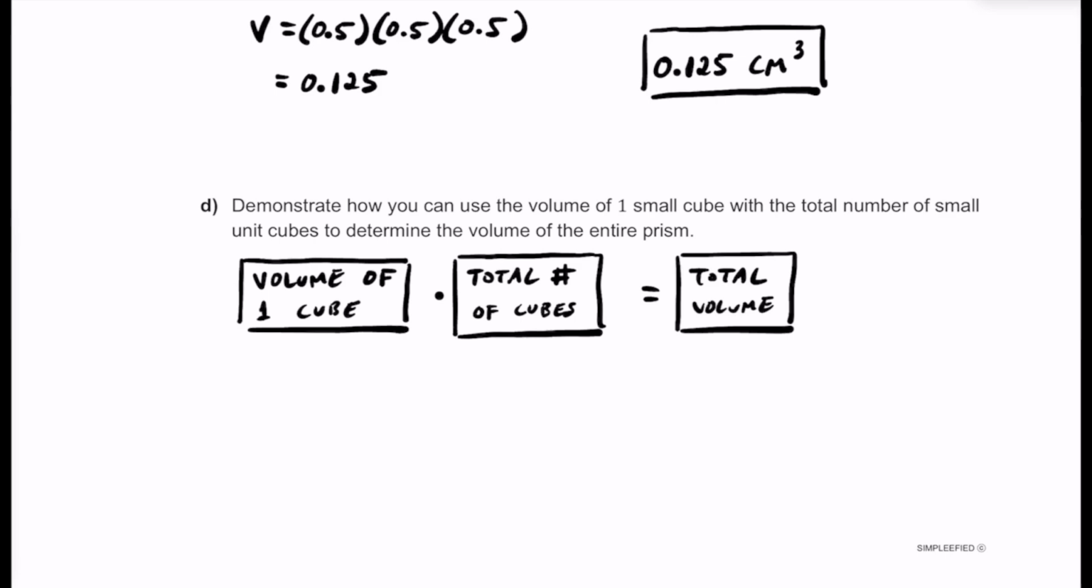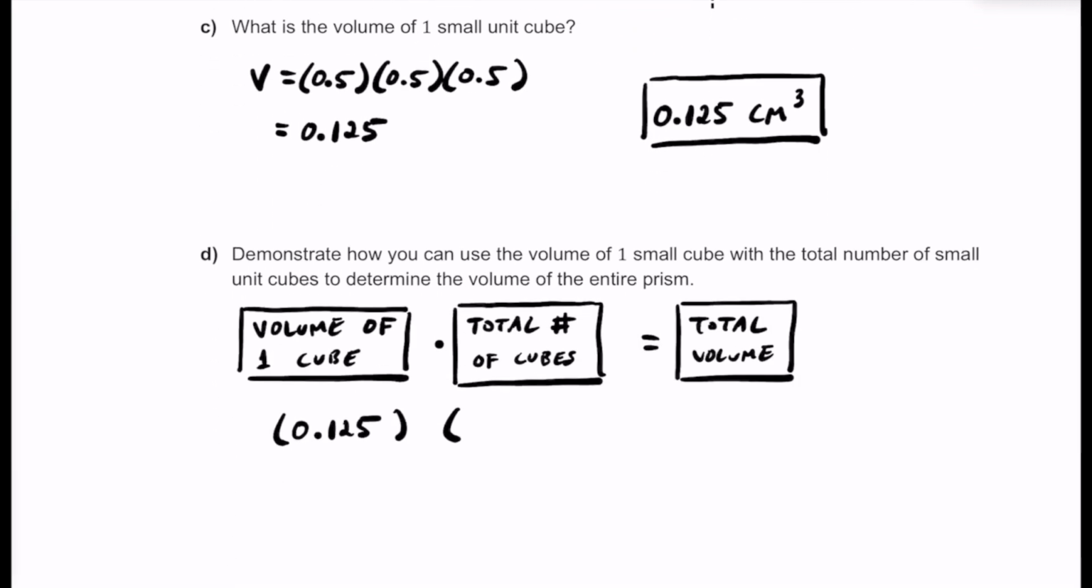Okay, so the volume of one little cube we already found out was 125 thousandths. If we multiply that by the total number of cubes, we said that was going to be 600 here. This is going to get us a total volume. So if you take 0.125 and multiply that by 600, you're going to find that that's going to be 75. So this just shows how you can find the volume if you just had the volume of one little cube and how many cubes there are.